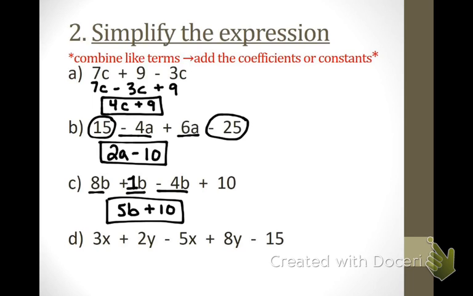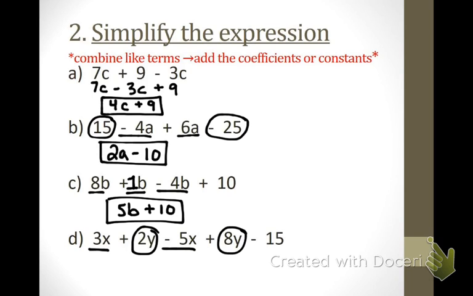Jakari, help me out. What are my like terms? 3x, 2y, negative 5x. Hold on. Like terms means they have to be alike. What else is like 3x? Negative 5x. Do you see anything else that has an x in it? Just plain old x. Nope, so that's it for my x's. Let's go on to my y's. What's my like terms for the y's? 2y and 8y. Is anything else like terms? Nope, negative 15 is all by itself, okay?